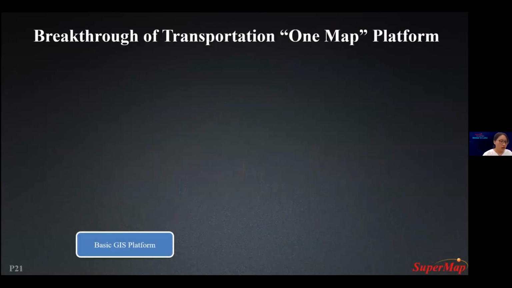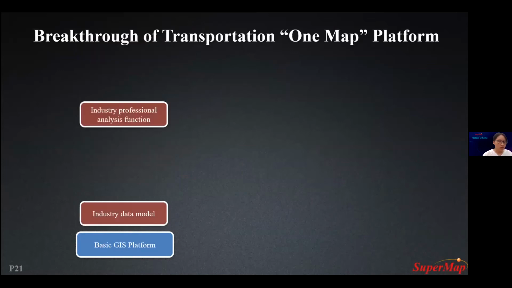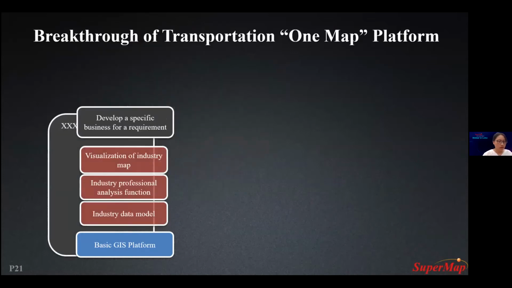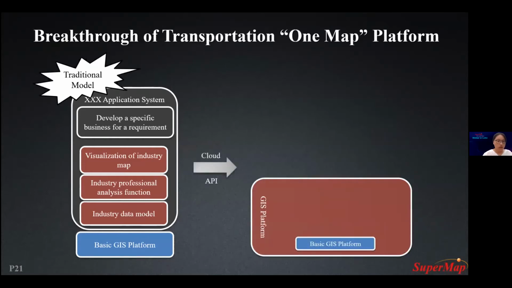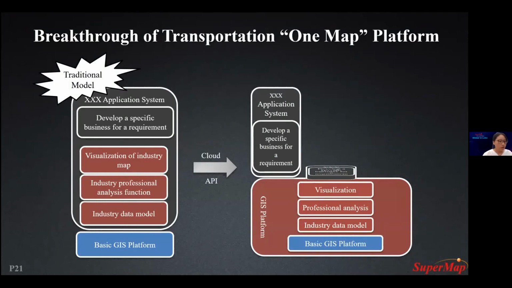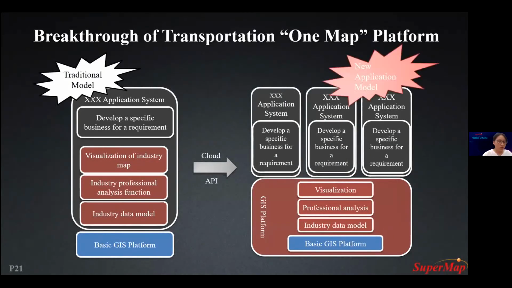Based on the above ideas, we have developed the open framework product of One Map and formulated the standard system. The traditional model is to develop a specific business for a requirement, but the new platform integrates multiple industries into one system through a unified GIS management platform, which effectively improves resource utilization and sharing.